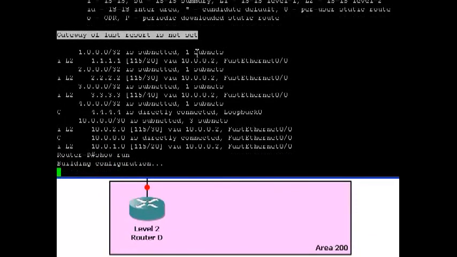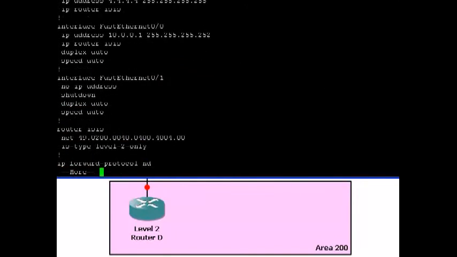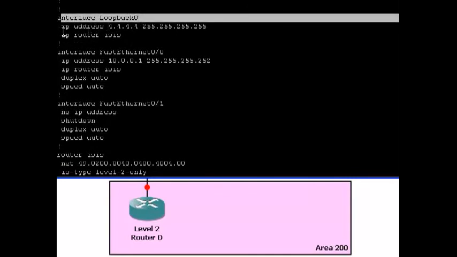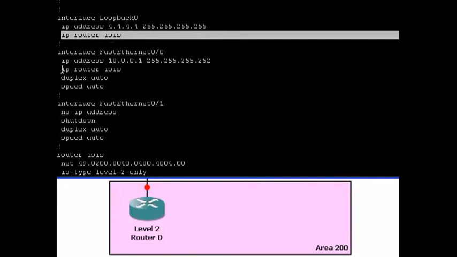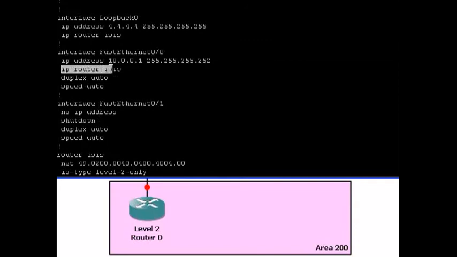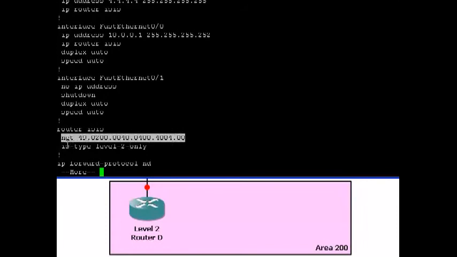Now let's take a look at its running configuration. Both the loopback and the physical interfaces advertise their networks using the ip router isis command. And we can configure the router with IS-IS using the router isis command, which will include the net ID and the IS-IS level type, which is Level 2.